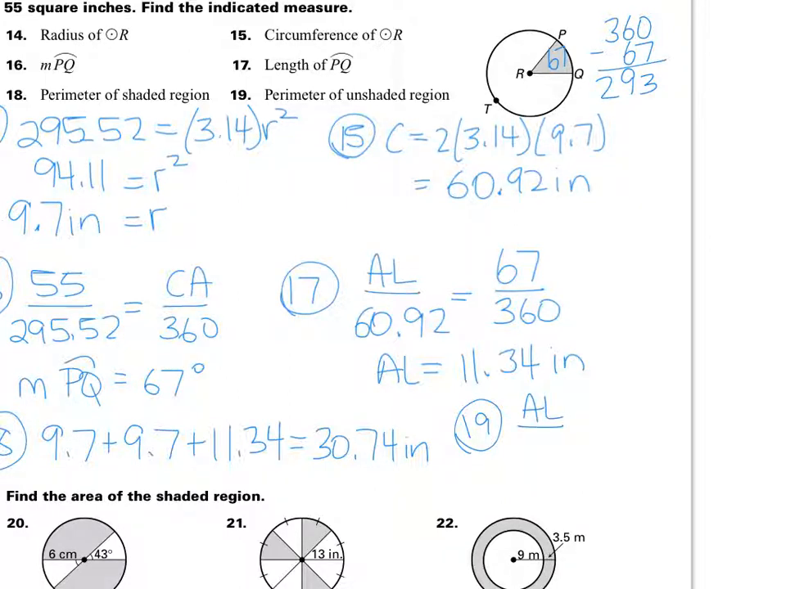So I could find the arc length by saying arc length over circumference. And this is just one way of doing this. I'll show you the other way then. 60.92 equals 293 over 360. So that arc length, using cross products again, is 49.58. And then you're just going to add 2 radii to that.